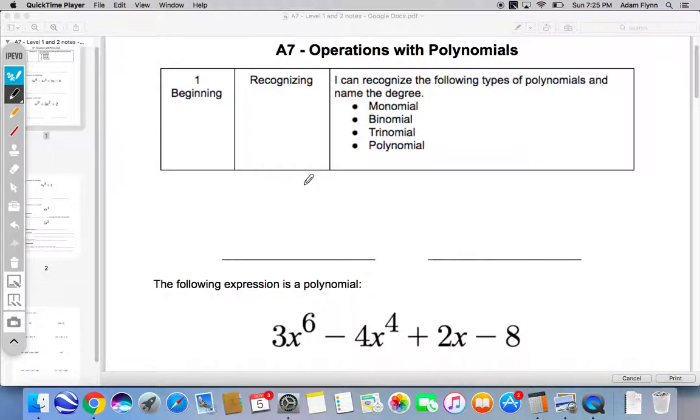So we look at our learning target here. I can recognize the following types of polynomials and name the degree. So we'll be dealing with monomials, binomials, trinomials, and polynomials, where monomial, binomial, and trinomial are all just different types of polynomial equations. So let's define what a polynomial is.